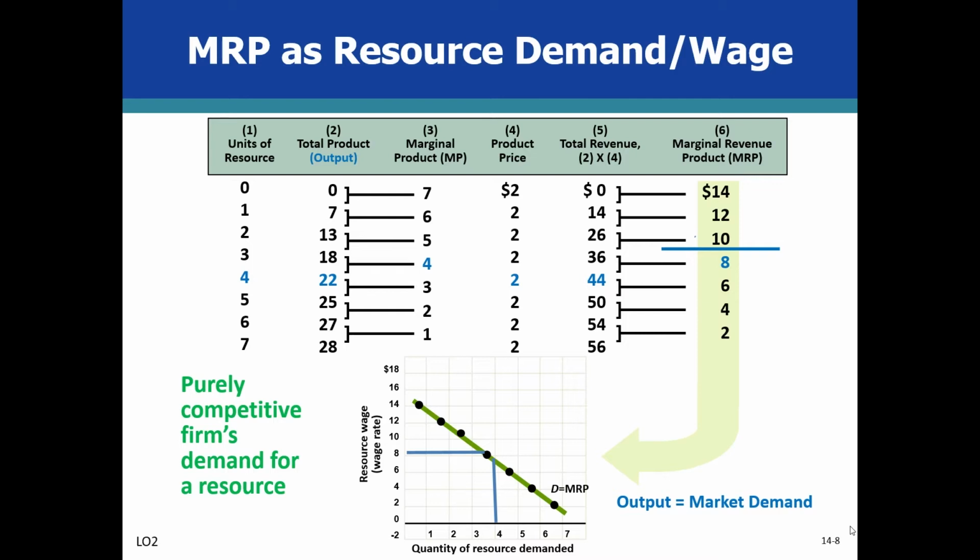In this case, MRC equals MRP at a wage rate of 8. What would happen if the wage rate, let's assume the minimum wage rate, was 10? The fourth worker would cost more than what the firm could get in the market from the output. The MRC would be greater than the MRP, and the firm would not produce at that level.